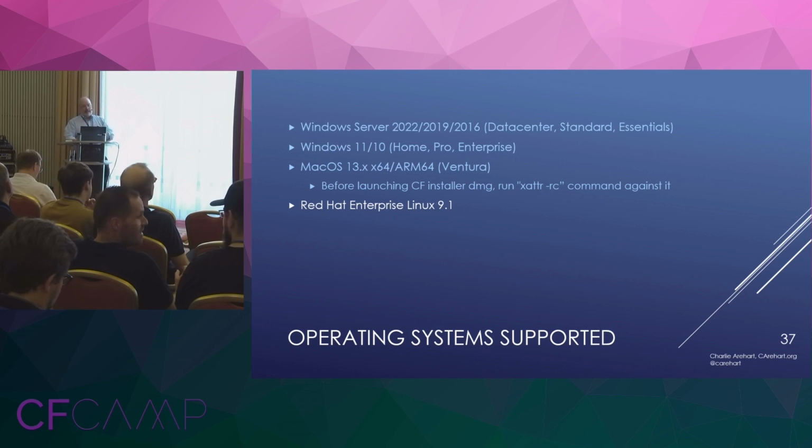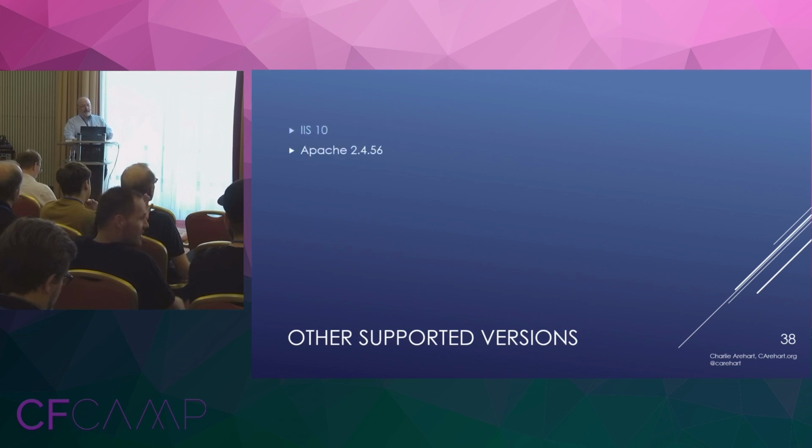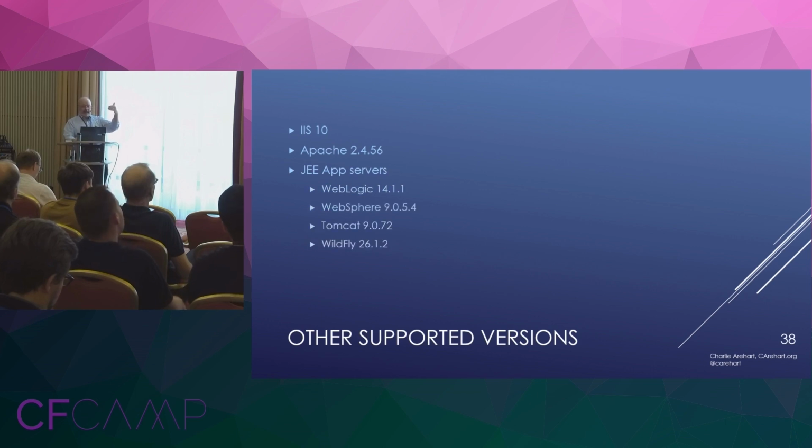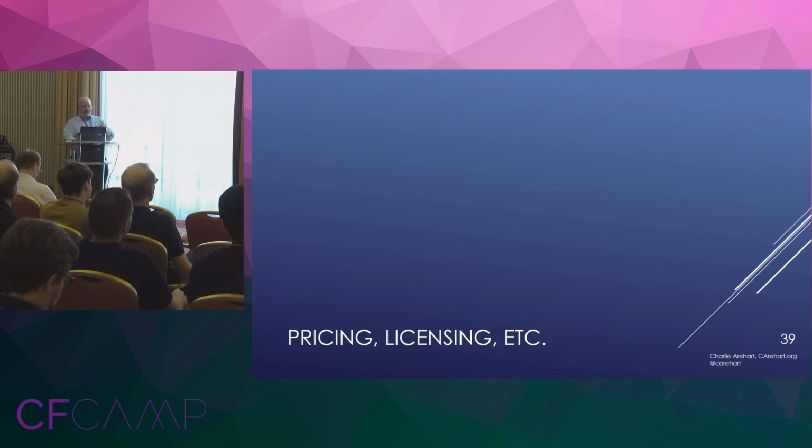So anyway, moving on. Red Hat 9.1, Ubuntu 2022, and SUSE 15.3, and Solaris 11.4. They also support IIS 10 and Apache 2.4 and the various versions of Java app servers. They just spell all this out for those who need to know that. Most of you don't need to.